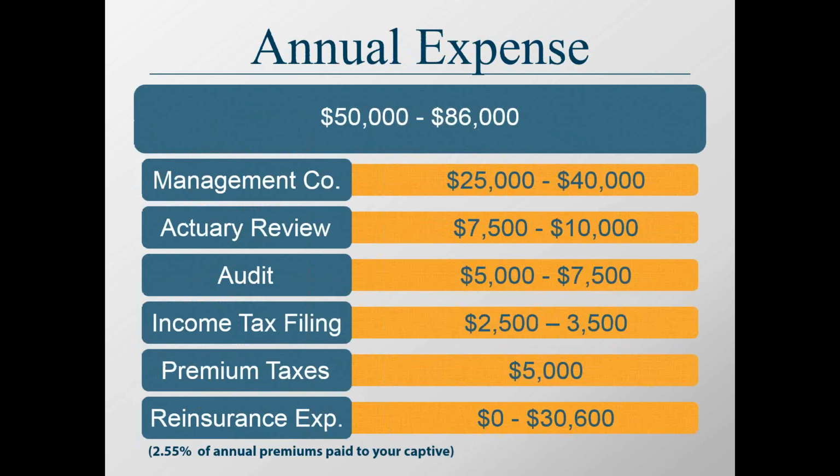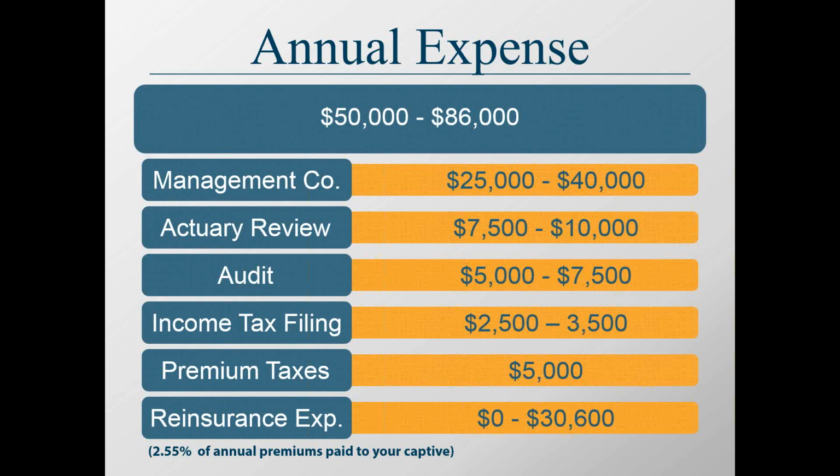So here's the ongoing annual expense. The management company runs somewhere between $25,000 and $40,000 a year. Our company is currently at $30,000. The actuary typically is going to cost about $7,000 a year. The audit's going to run $5,000 or $6,000. The income tax filing is going to be about $2,500. The audit firm that we're currently using, if they do the tax return after they do the audit, they're charging, I think, $700. Premium taxes are going to be about $5,000.